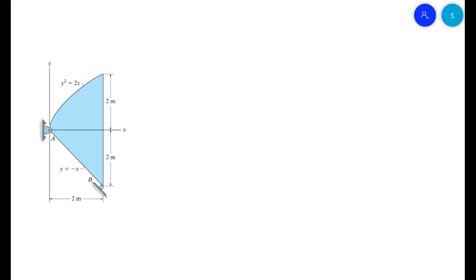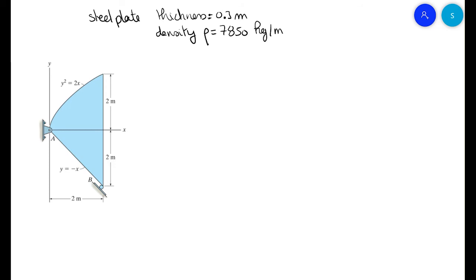Okay, so I'm solving with everything together. We will use the location of the gravity center and also the reaction force, so the equation of equilibrium. So we need to add that it's a steel plate with thickness equal to 0.3 meter and density equal to 7,850 kilogram per meter cube.